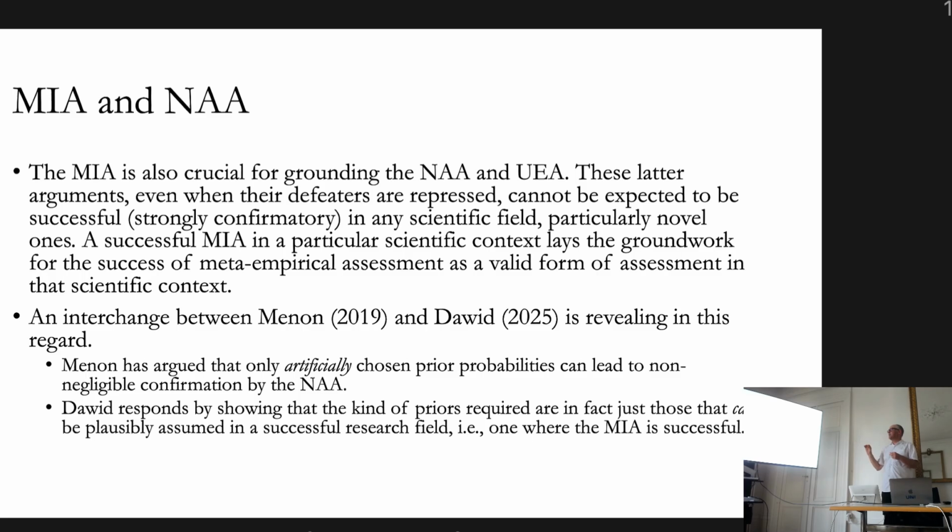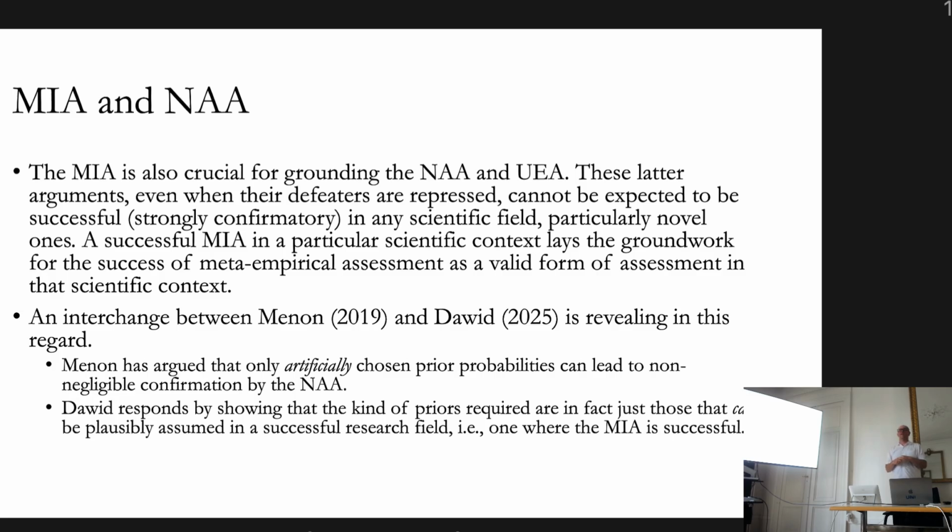Right, so the idea is that MIA in this particular scientific context will lay the groundwork for the success of meta-empirical assessment in general as a valid form of assessment in that scientific context. Right, if you have a track record of meta-inductive success, particularly with respect to these kinds of arguments, then we have some reason to expect that those arguments in this extended scientific context will be successful as well.